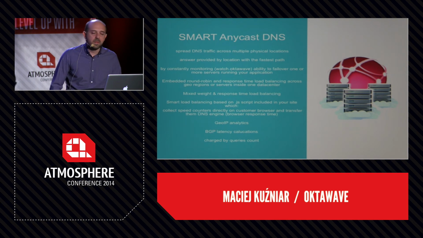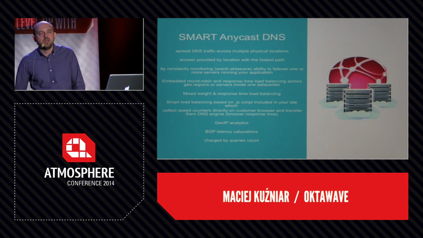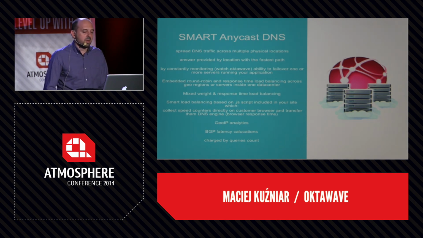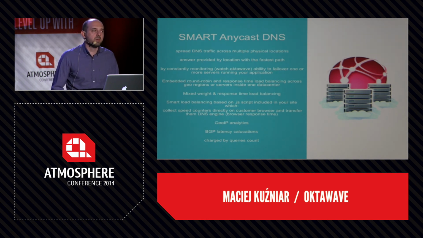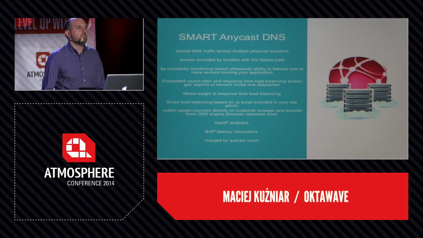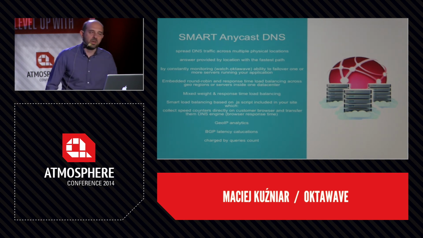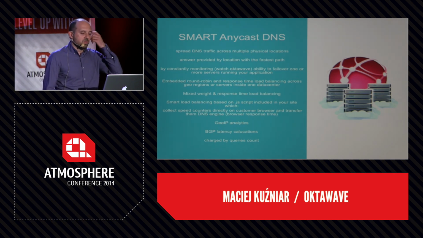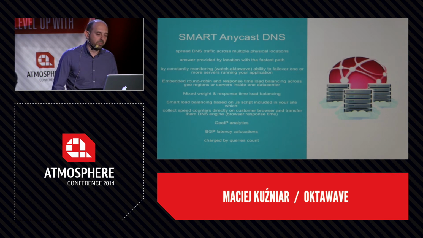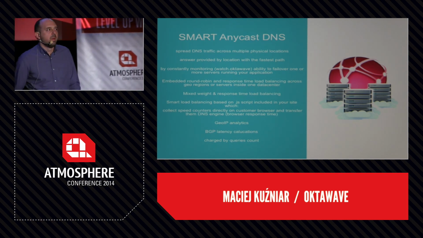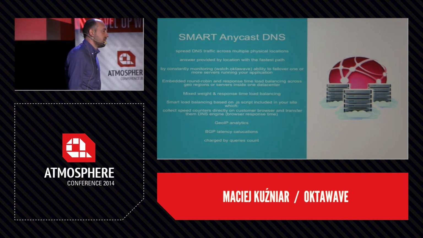The smart thing is that this DNS server has the ability to use our additional service, which is Octave Watch. It has the ability to monitor performance of your servers, and it has the ability to fail over those servers by removing the server IP address from the DNS zone. It has the ability to do embedded round robin and response time load balancing, because if you are measuring your application, then we know how much time it consumes to provide the content to your customers.